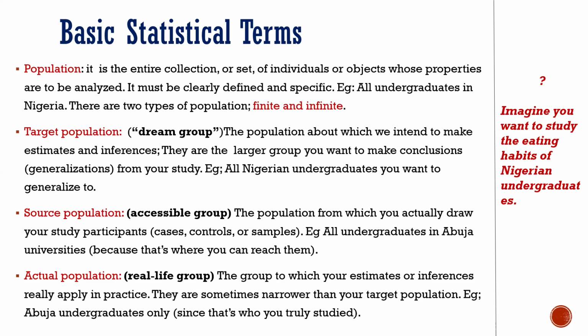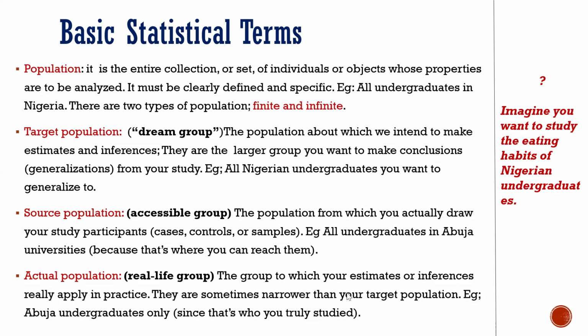I don't want you to have challenges differentiating between target population and actual population. Your target population is the large group that you want to make conclusions about, like all the undergraduates in Nigeria, whose eating habits you want to know. But your actual population is the real life group that you actually have access to. Maybe those undergraduates in Lagos, if you're carrying out your study in Lagos universities. So they are the actual population, the real life group to which your estimates or inferences really apply in practice.